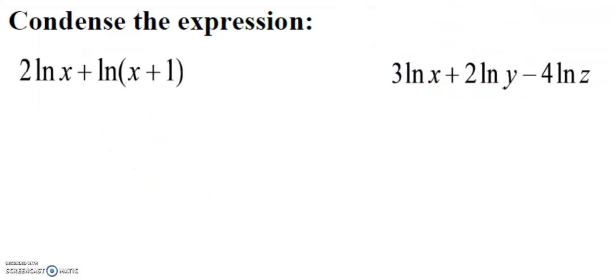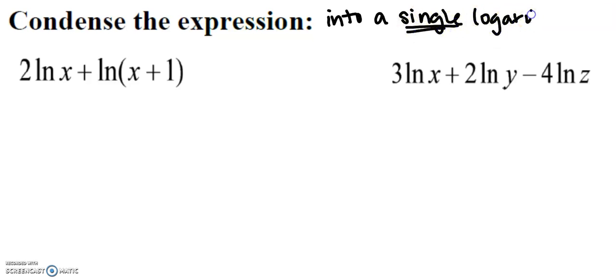All right, these next three are going to be condense the expression, and I'm going to add those same directions I did before, which is into a single logarithm, which means you should not write the word log or ln, if you're talking about natural log, more than once in your final answer. It should just be the natural log or the log of one quantity.